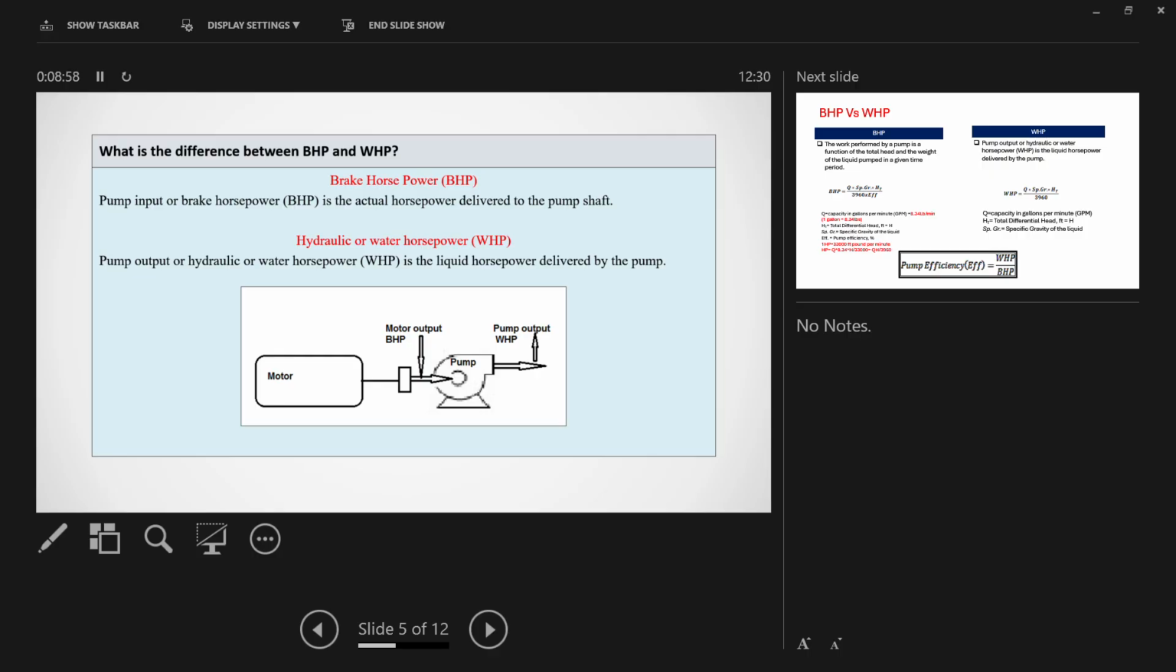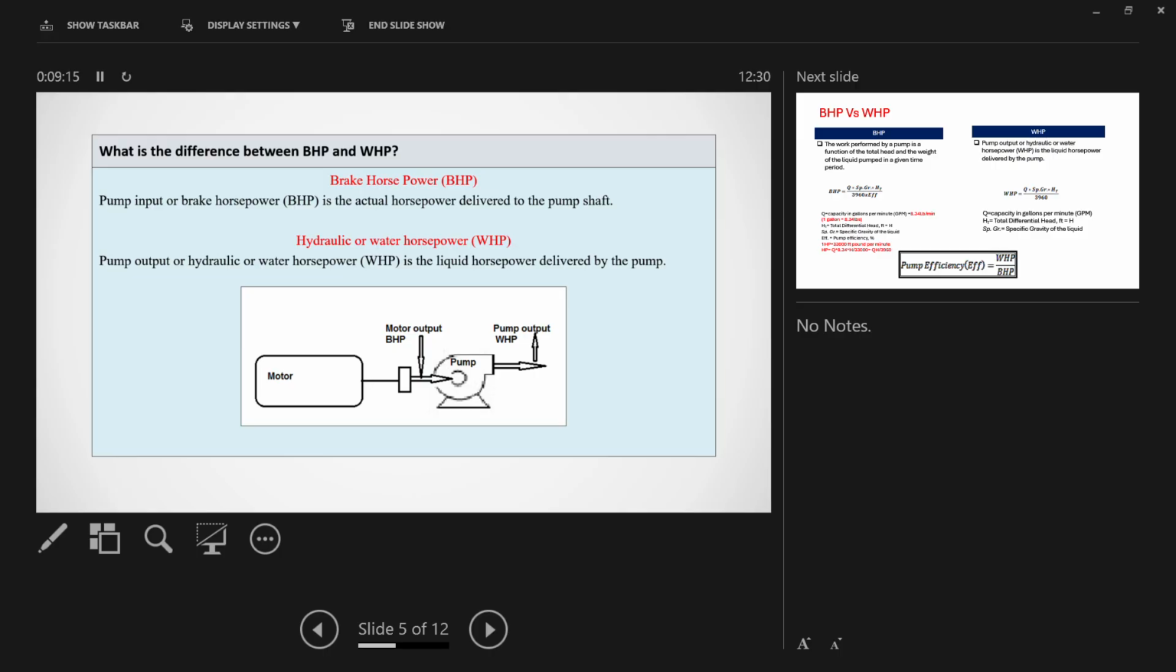And what is brake horsepower? To develop this hydraulic horsepower, you have to give more horsepower to the pump, because the pump has some efficiency. So pump output divided by the efficiency of the pump will give you the brake horsepower.